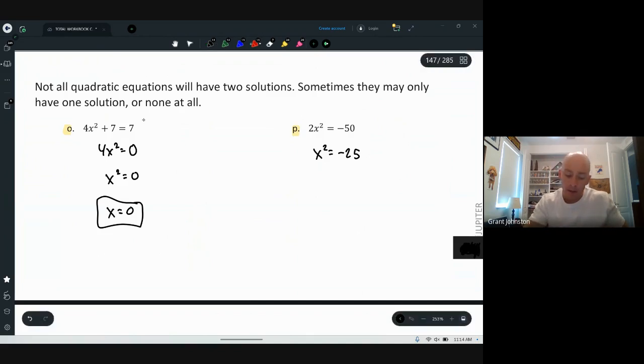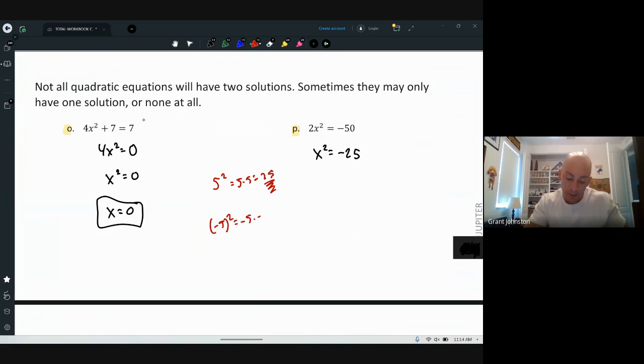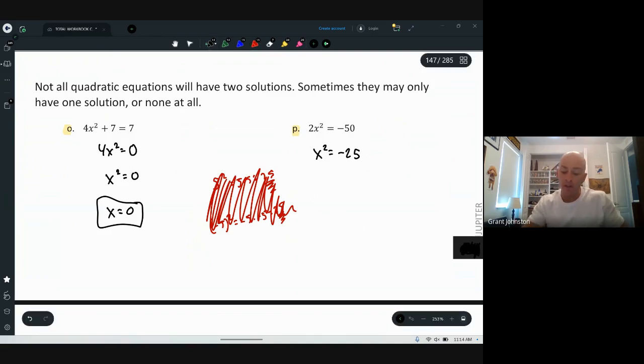Don't write this, but 5 to the second power is 5 times 5, which is positive 25. And negative 5 to the second power is negative 5 times another negative 5, which is still positive 25. Even if you type the square root of negative 25 in your calculator, you're going to get an error. Nothing squared is a negative number. So this one actually has no solution.